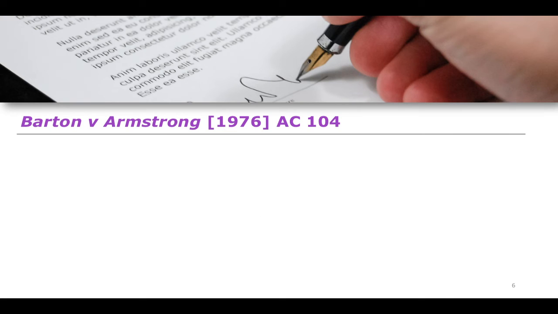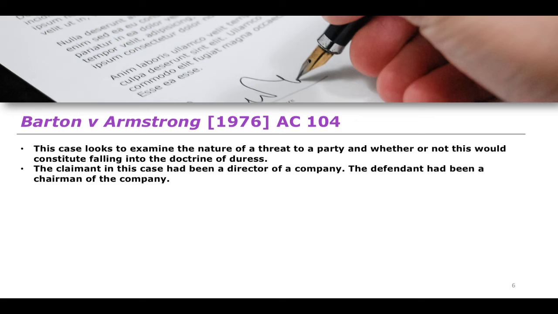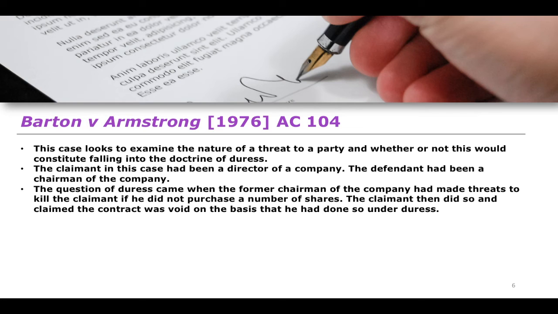And I will point you to the case of Barton and Armstrong from 1976. Now, this case looks to examine the nature of a threat to a party and whether or not this would fall into this doctrine of duress. The claimant in this case had been the director of a company. The defendant had been the chairman of the company. The question of duress came when the former chairman made threats to kill the claimant if he did not purchase a number of shares.